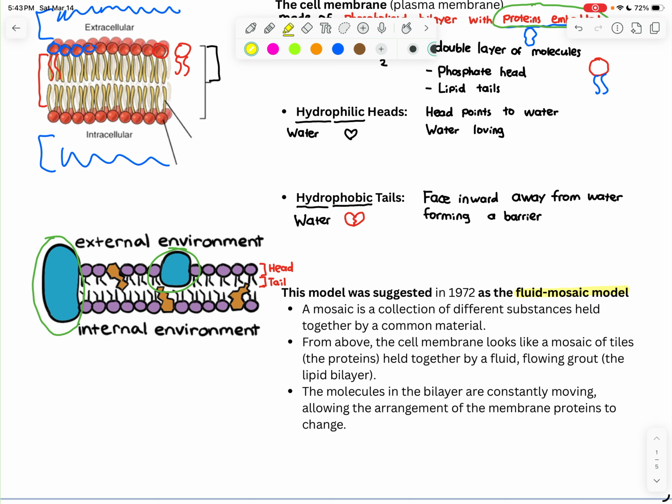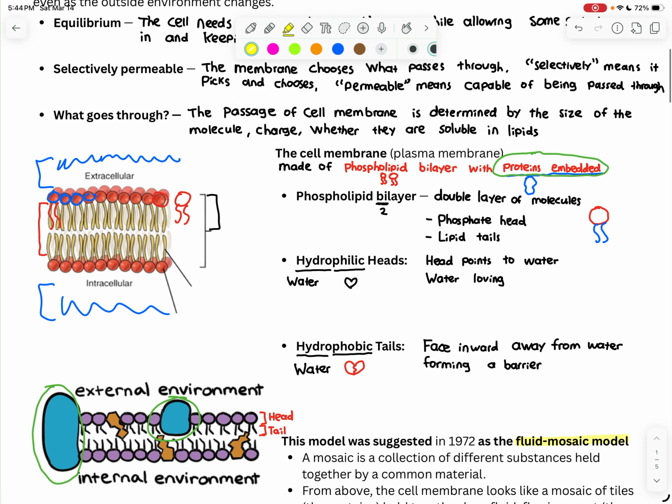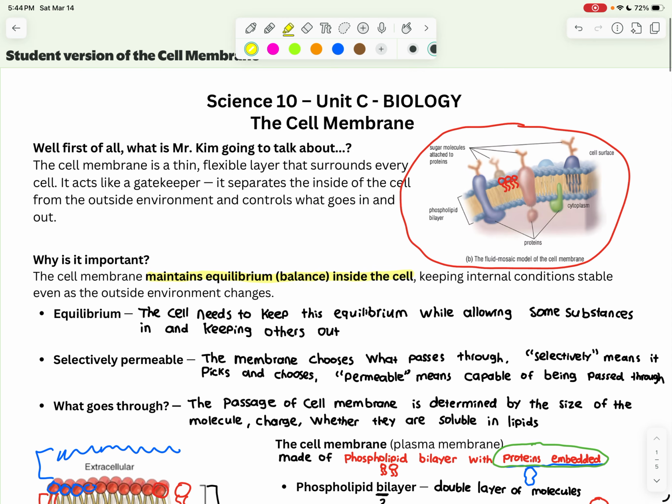It's a mosaic collection, different substances held together by a common material. From above, the cell membrane looks like a mosaic of tiles. I don't really believe in that, but they call it that. The molecules in the bilayer are constantly moving, allowing the arrangement of the membrane proteins to change, okay? So this is the basic structure of the cell membrane.